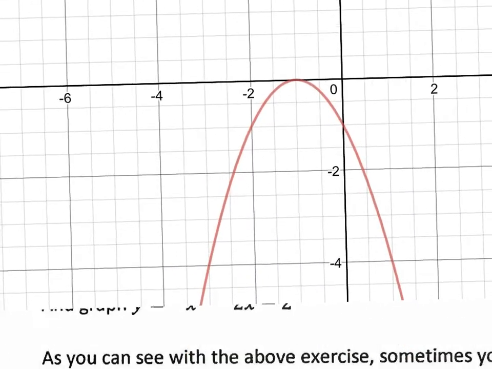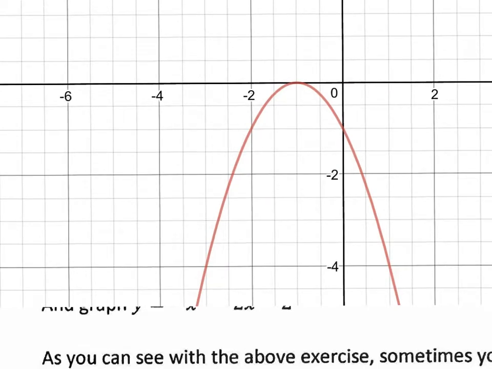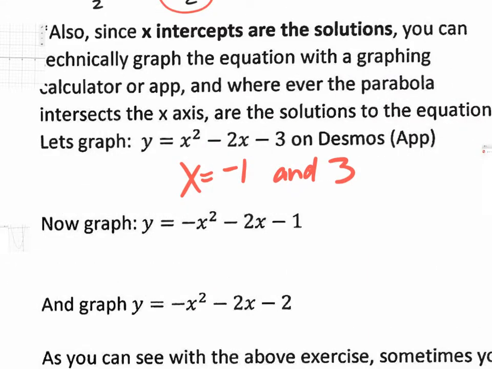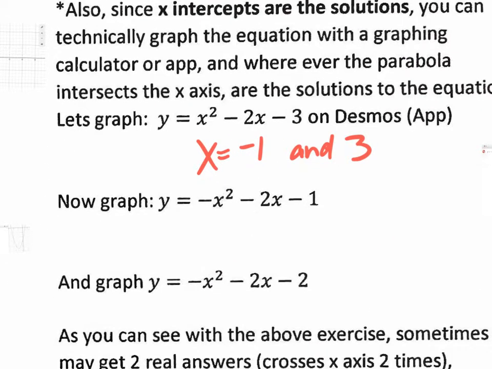Now, guys, how many solutions does this one have? How many times does it cross the x-axis? 1. Where does it cross the x-axis? So what is the answer? The answer is -1, right? Now, the other graph had 2 answers. It had the negative answer and the positive answer. Right here, you only have 1 answer, and that one single answer is -1. So, x, on this one, x equals -1.